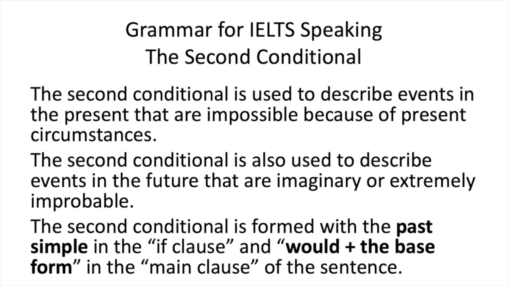Let's go on now to how to use the second conditional to improve your grammar for the IELTS speaking test. The second conditional is used to describe events in the present that are impossible because of present circumstances. The second conditional is also used to describe events in the future that are imaginary or extremely improbable. The second conditional is formed with the past simple in the if clause and would plus the base form in the main clause of the sentence.